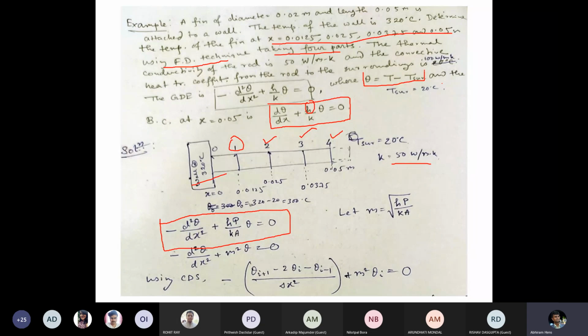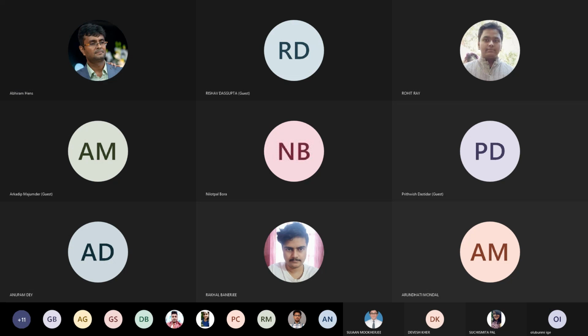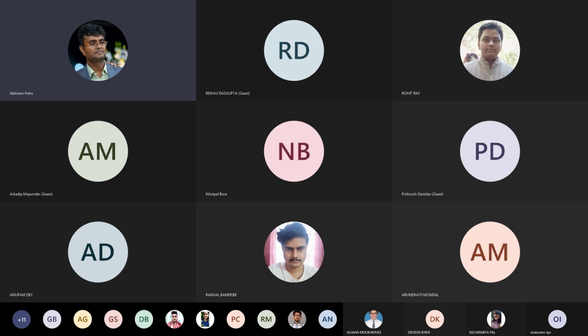It is the difference between the temperature of the rod and the surroundings. So in that theta form, the equation is given. Instead of direct temperature, it is given in the form of this temperature difference. Now again, this is a second order differential equation, so you use the central difference scheme formula to transform this differential term into this one. That is how you are converting it into an algebraic one.